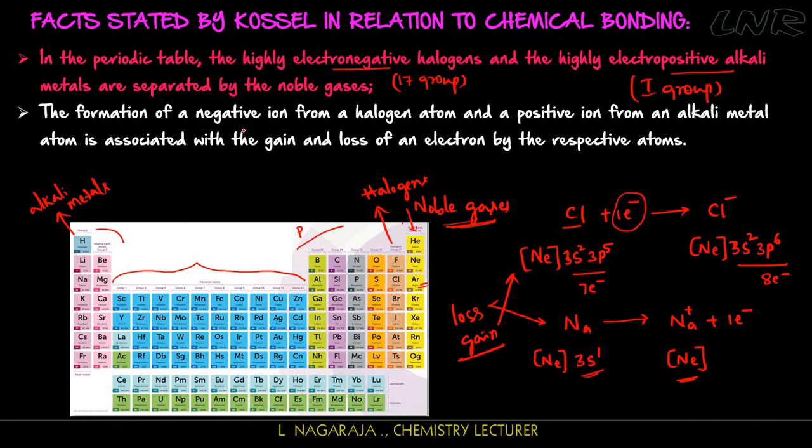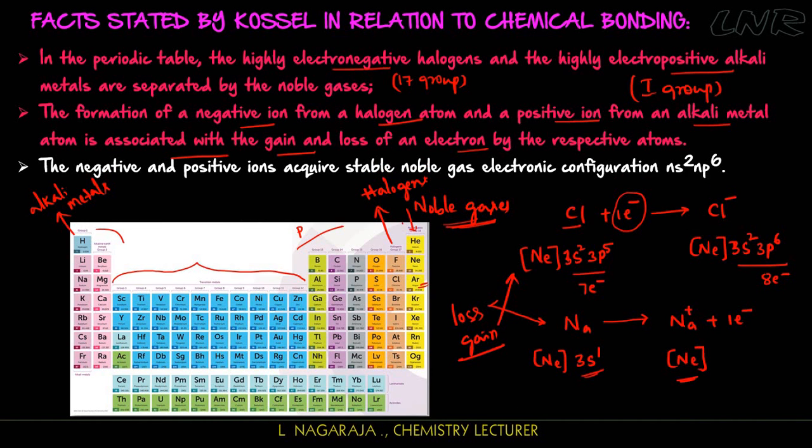So the formation of a negative ion from the halogen atom and a positive ion from the alkali metal is associated with the gain or loss of electrons. And the negative and positive ions acquire a stable noble gas configuration of ns2np6, right? So the Cl attains the nearest noble gas configuration, that is, the outermost configuration ns2np6. Here also sodium, by the loss of one electron, gets the noble gas configuration.